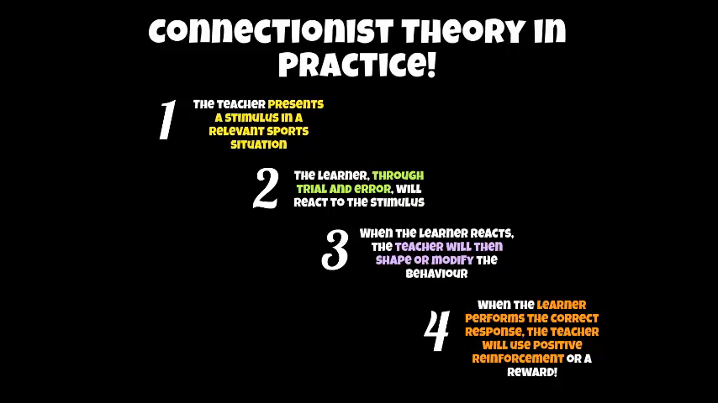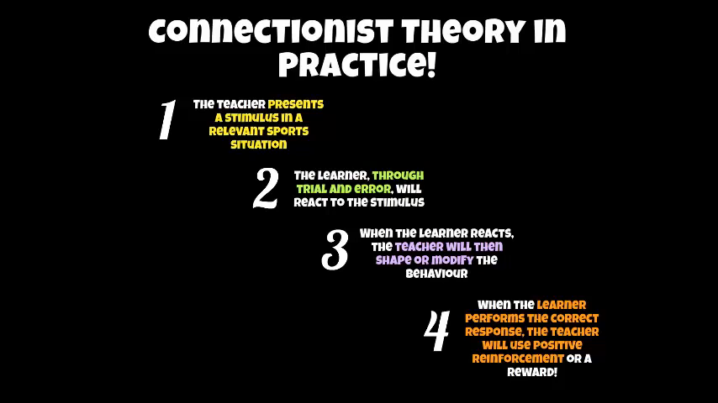So let's take an example just to help you out here. If we go back to number one, the teacher presents a stimulus in a relevant sports situation. Well, we could have a lesson on badminton, and the teacher could just put some cones at the back of one of the courts, opposite to where the students are. The teacher doesn't necessarily have to coach or tell the players what to do in this given situation. Step two, the learner through trial and error will react to the stimulus. So the learner might think, well, I'm on a badminton court, here's some badminton rackets and a shuttle. That might look like a target on the opposite side, so I'm going to try and hit my shuttle into the target over the net.